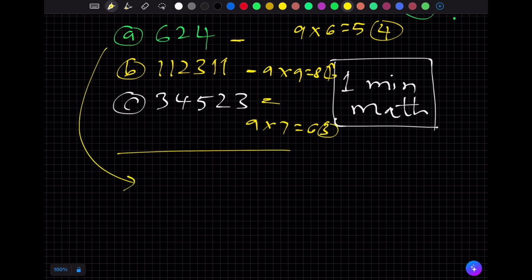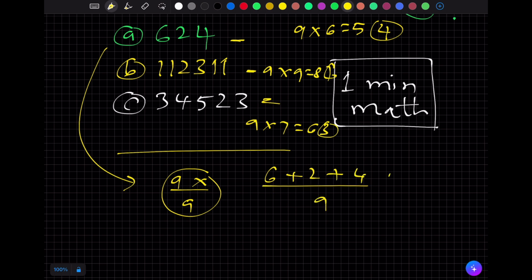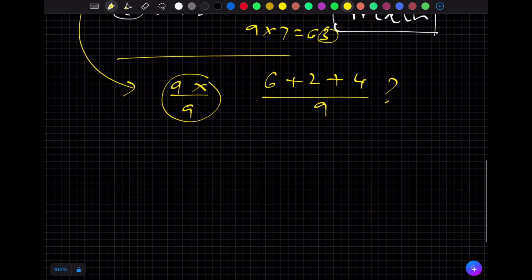Note that we can solve this problem by noting the rule that every single multiple of 9, anything divisible by 9, its digits will add up to 9 or a multiple of it. We can see this rule with the multiplication table.